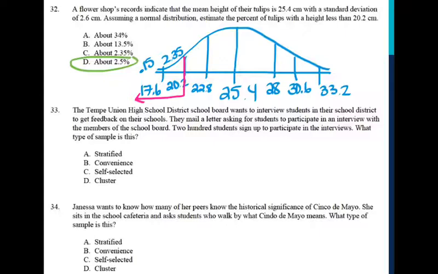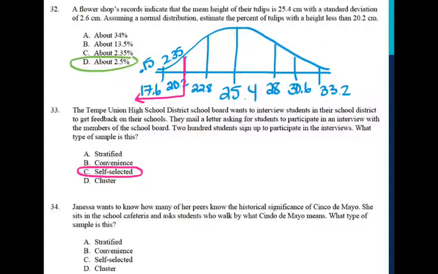So you have stratified, convenience, self-selected, and clustered. This one is going to be self-selected, because it's getting mailed to you and you get to decide whether or not you want to participate in the interview. So you're self-selecting yourself, essentially.